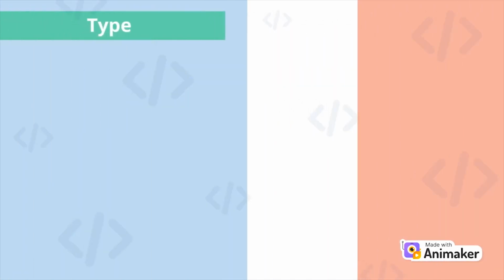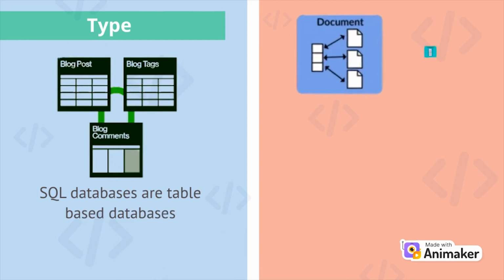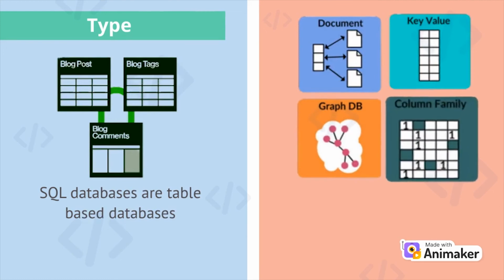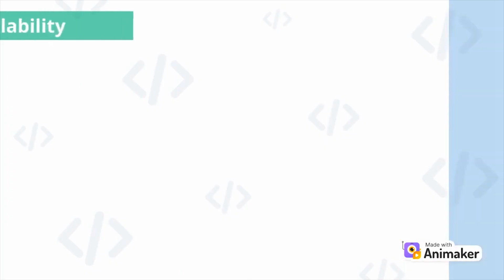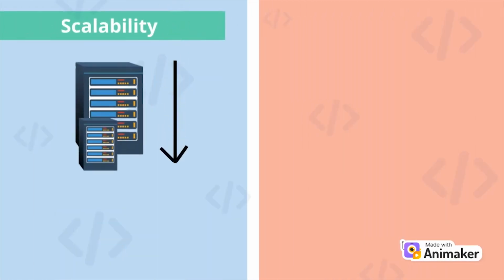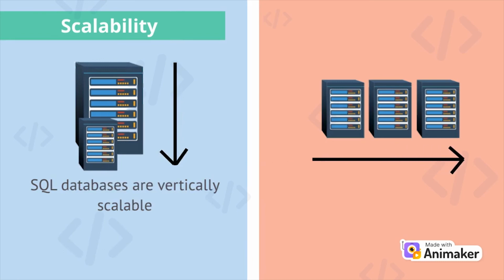This brings us to the next point, that is type. SQL databases are table-based databases, forming the backbone of this entity, but when we come to NoSQL it includes everything. NoSQL databases can be document-based, key-value pairs, graph databases, and much more. And the next point is scalability. SQL databases are vertically scalable and can be stacked on one another, whereas NoSQL databases are horizontally scalable.